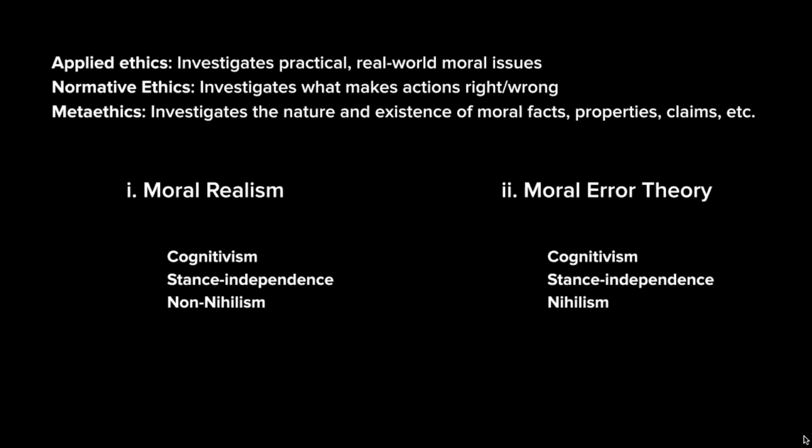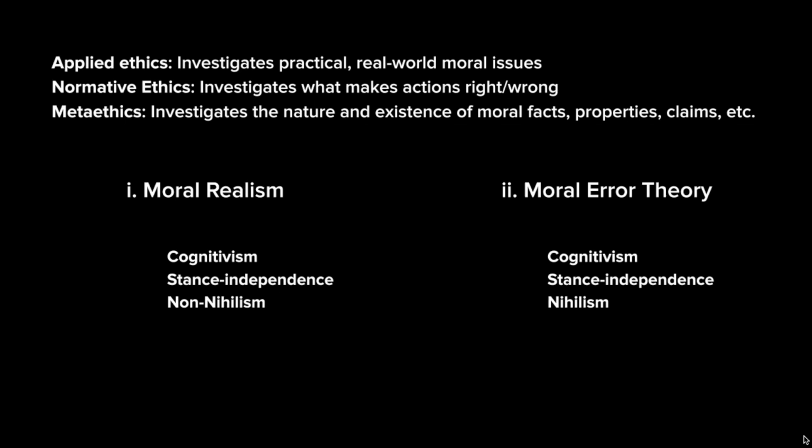So first, on to moral realism and moral error theory. Before I define moral realism and moral error theory, it's good to get a kind of lay of the land of ethics, right? So ethics is traditionally broken up into three different sub-branches. The first is applied ethics. In short, applied ethics investigates practical, real-world moral issues. It tries to give answers to practical moral questions that we ask in everyday life. For instance, is abortion wrong? Or is polluting the environment ever permissible? Do animals have rights? And so on, things like that.